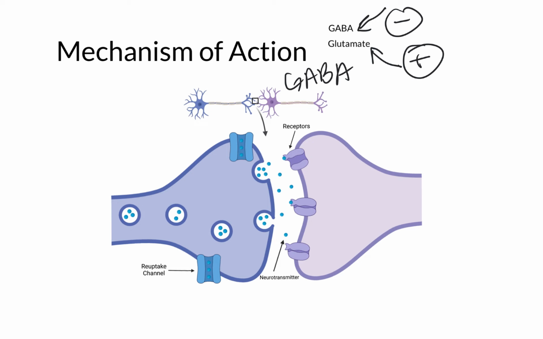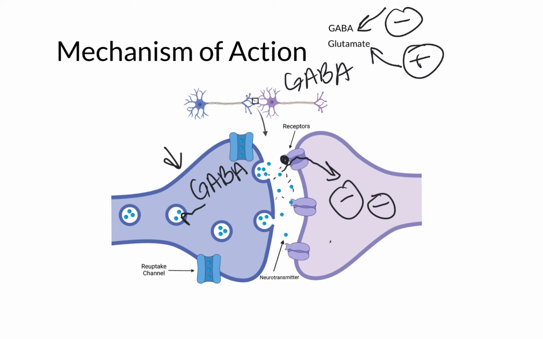GABA is gamma-aminobutyric acid, and if we look at this neuron over here, and say it's a GABA neuron, it contains GABA in its little vesicles. Whenever GABA is released into the synaptic cleft and binds with its receptor on the postsynaptic neuron, it allows the influx of negatively charged ions into the postsynaptic cell. It mainly drives the movement of chloride, which is a negatively charged ion, into the postsynaptic neuron.